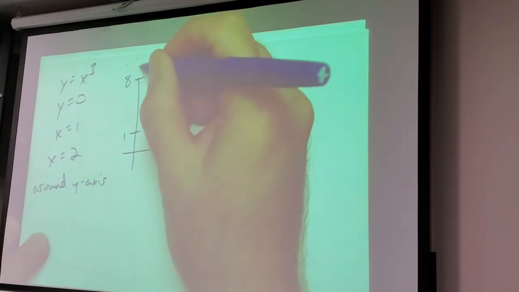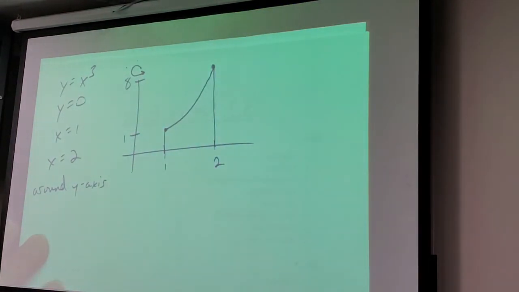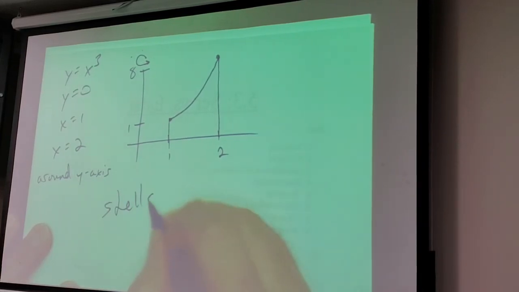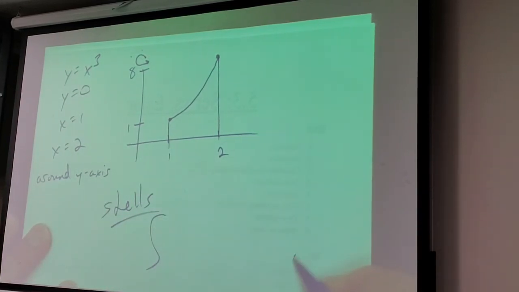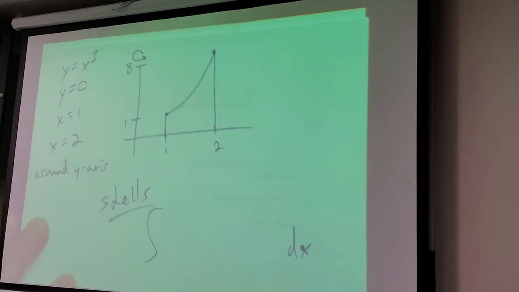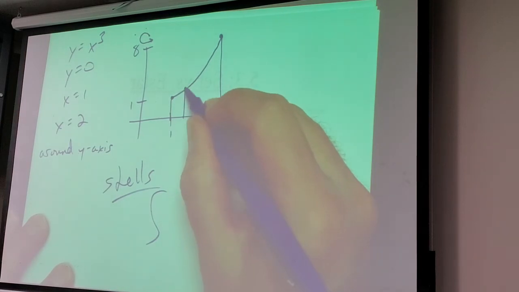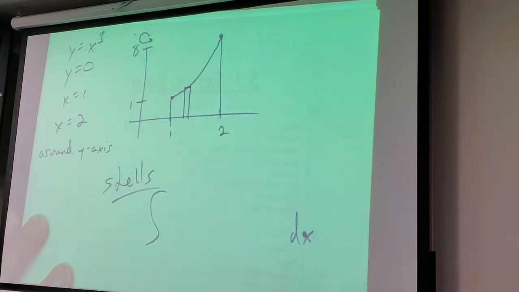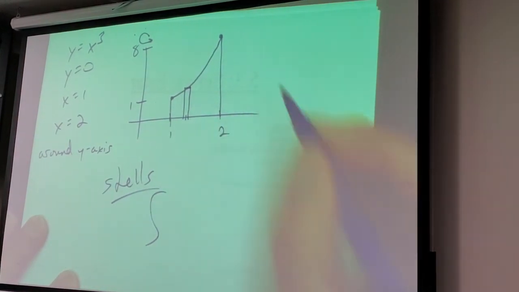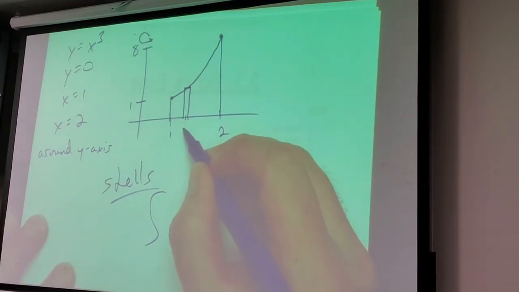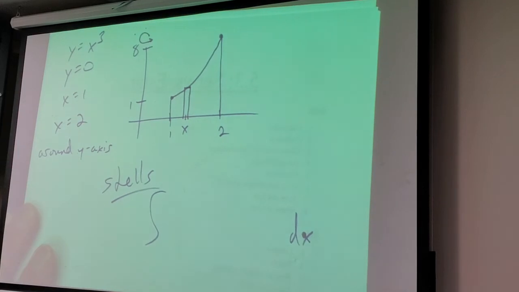I'm going around the y-axis. So for shells, that means I want to do integral dx. I like it. So if I wanted, I can draw in a representative rectangle. Where is that at? X. I love it.